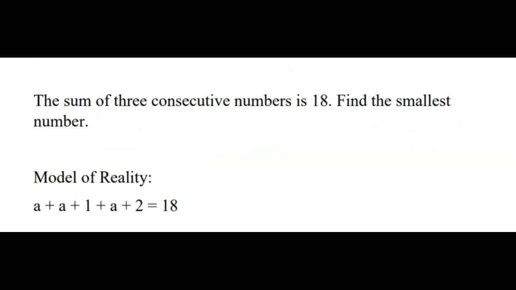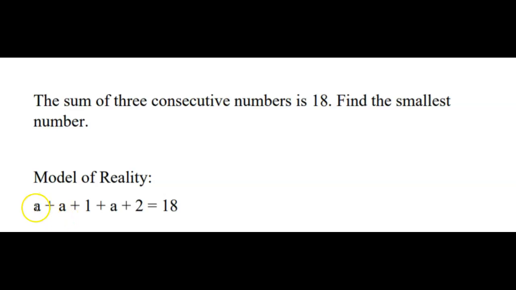Here we go. The sum of 3 consecutive numbers is 18. Find the smallest number. Well, what does consecutive mean, by the way? It means 50, 51, 52. It means they're in a row. The 50 and 51 and 52 are consecutive numbers because they're all one right after the other. If you want to use algebra to create a model of reality, here are your numbers.